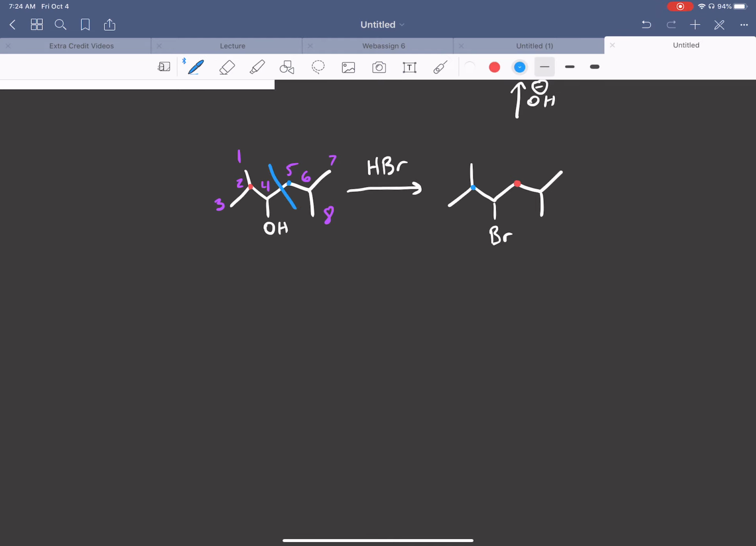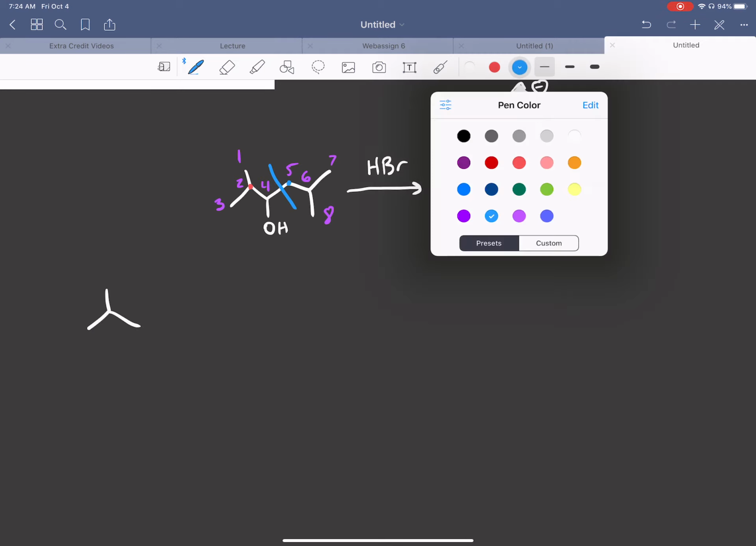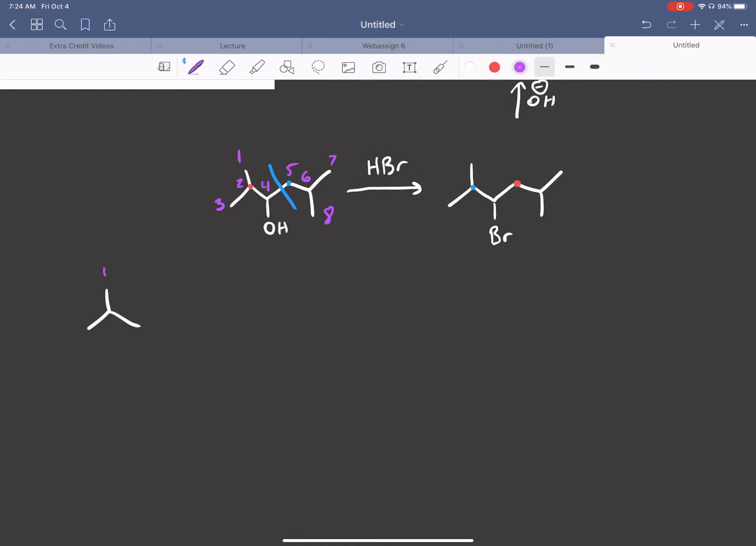Okay, so now we're going to cut between 4 and 5. So again, let's draw everything out. And always number. 1, 2, 3, 4, 5. Okay, and now we're doing this piece. 5, 6, 7, 8. Always a good idea to number.